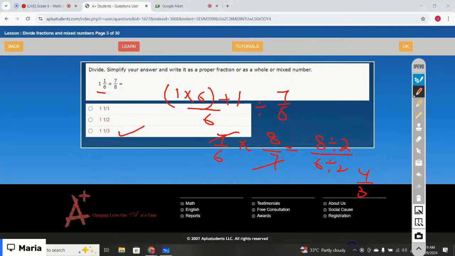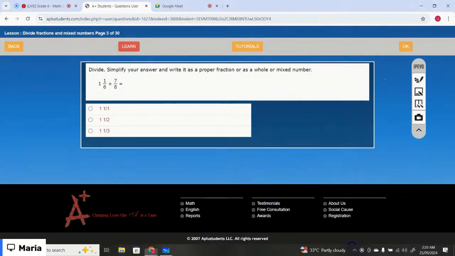The correct option is 1 whole 1 over 3. Option number 3 is the correct option.